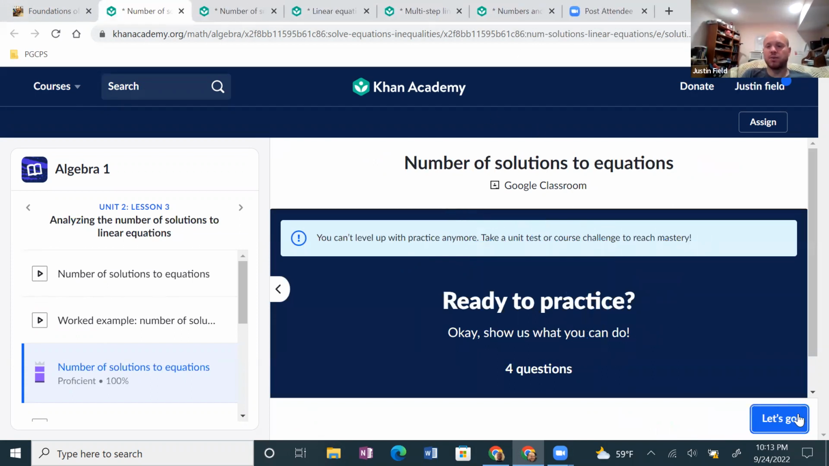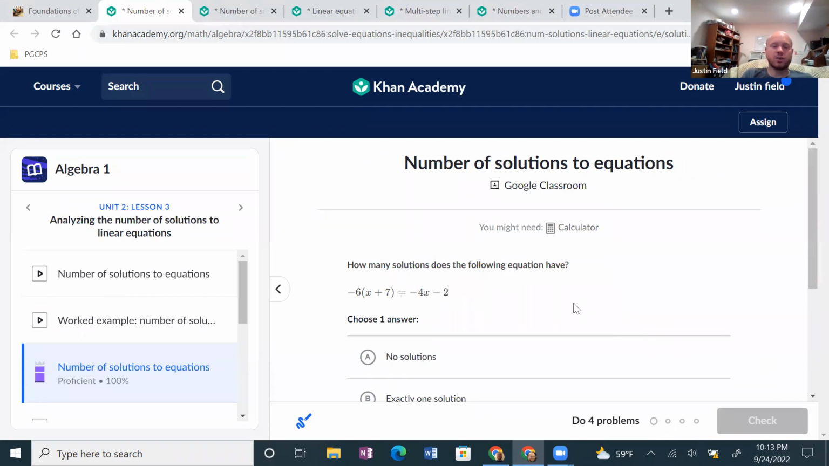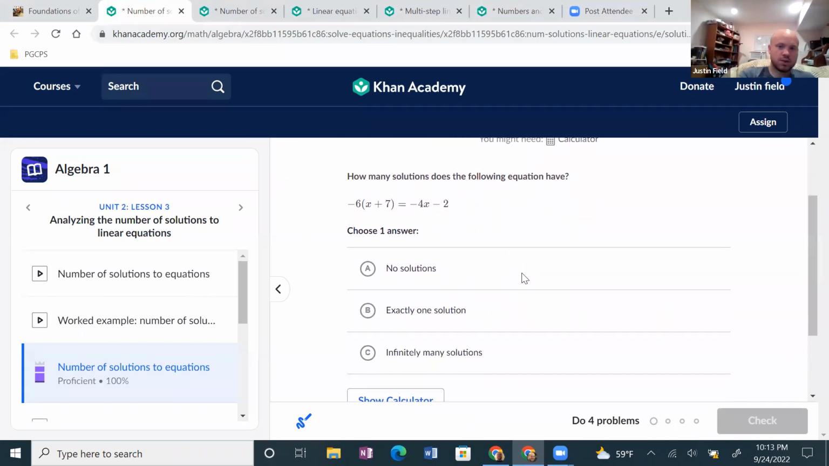Now let's talk about number of solutions. Not all equations have the same number of solutions. But this one, what you want to do first is look at the coefficients of x. So that coefficient is -4. And after we distribute, that would be -6. So write this down. If the coefficients are different, there is exactly one solution. You don't even need to solve it any further.